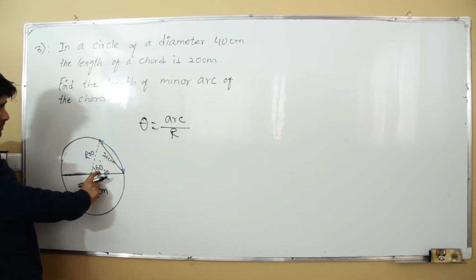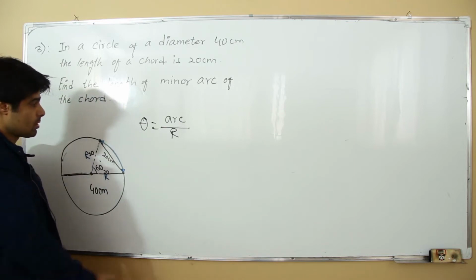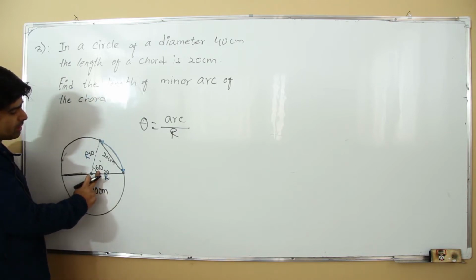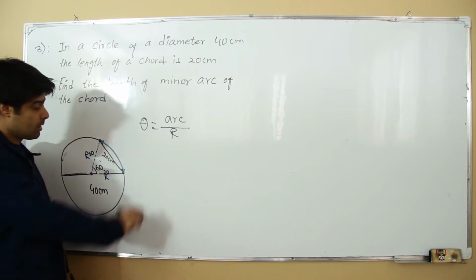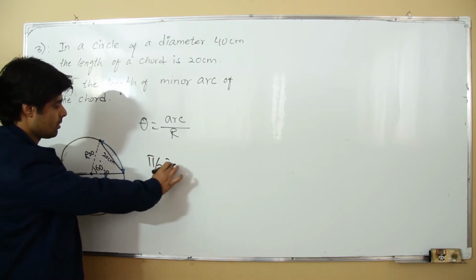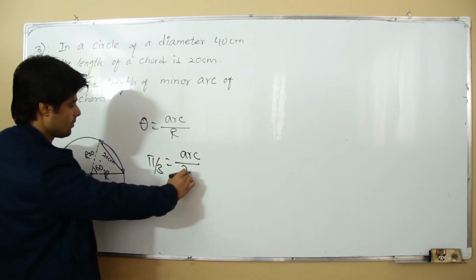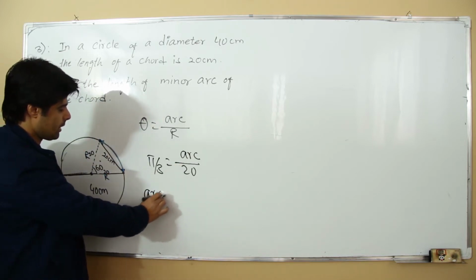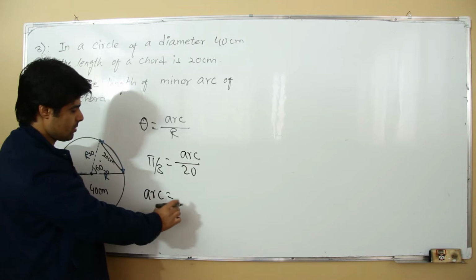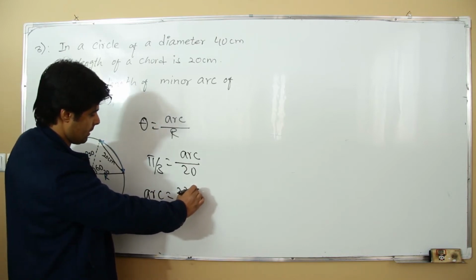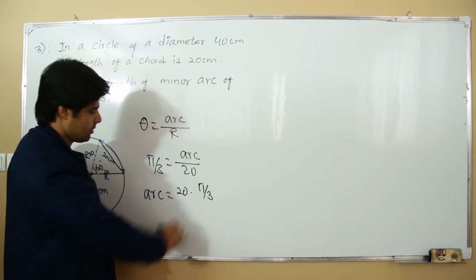The angle should be in radian system. So theta, if this is 60 degree, what the 60 degree when we convert to the radian, it is pi divided by 3. And arc we don't know, radius is 20. Now arc is this 20 times or multiplied with pi divided by 3. 20 multiplied by pi divided by 3.